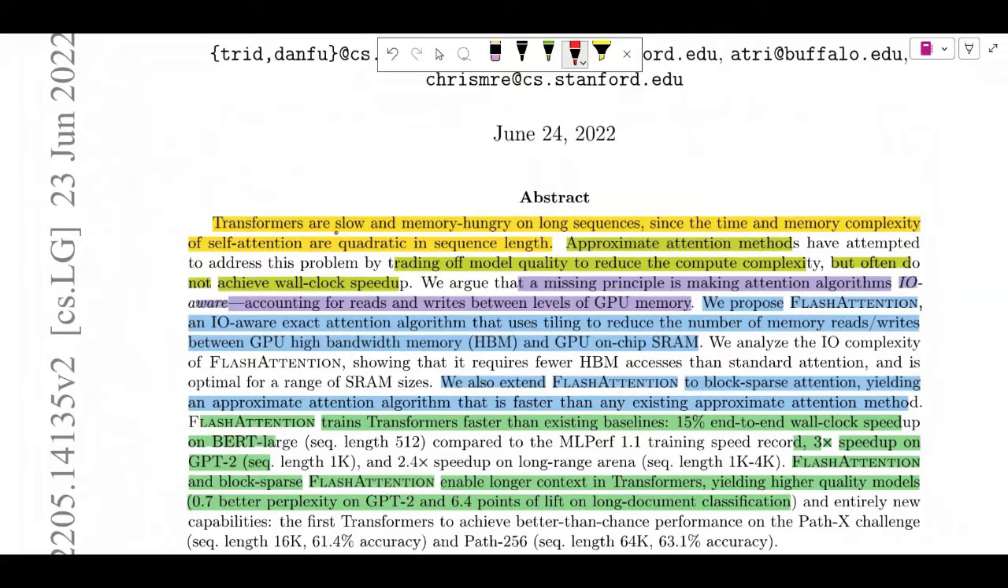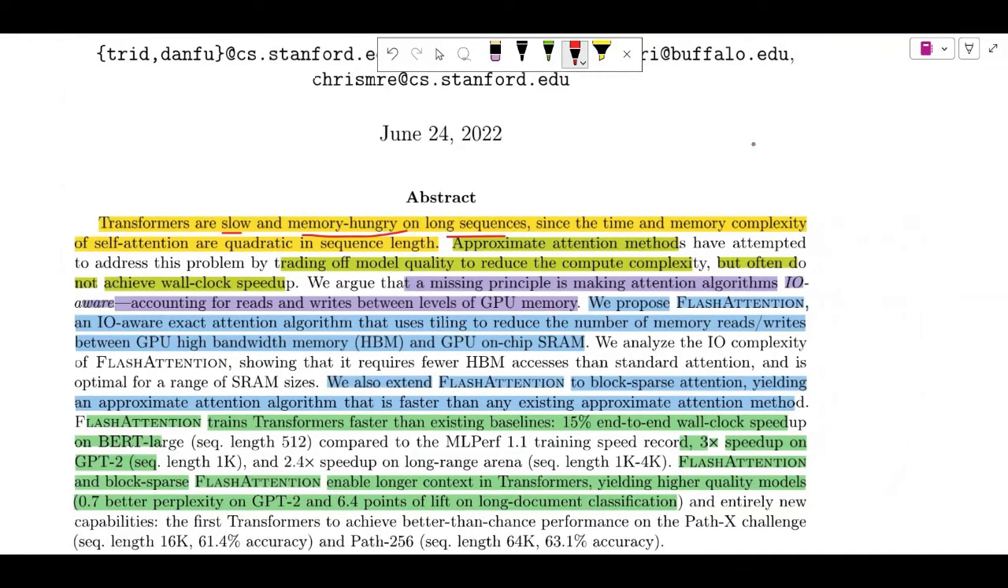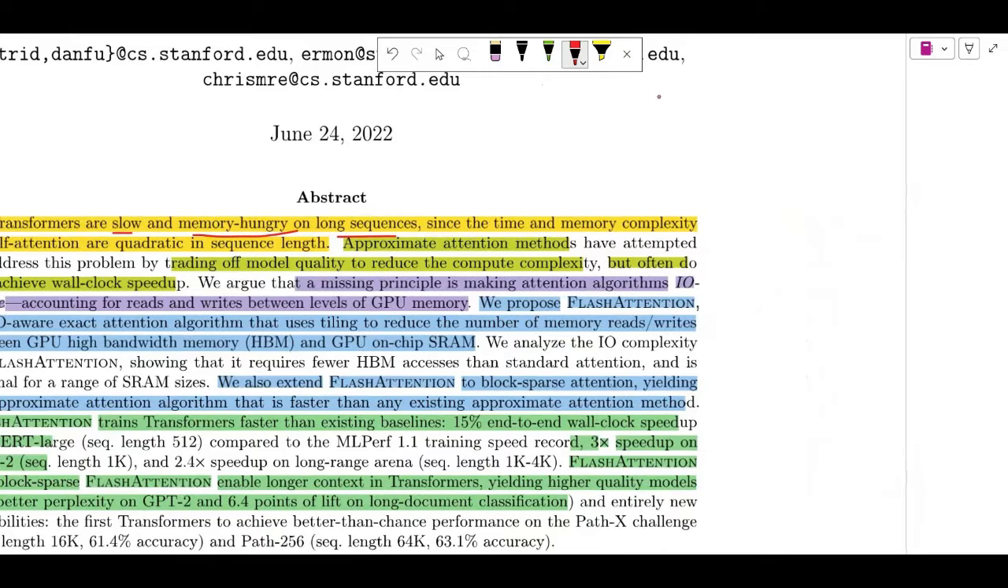As we know, transformers are slow and memory hungry on long sequences because the time and memory complexity of self-attention are quadratic. So in self-attention, you have a query of n cross d.